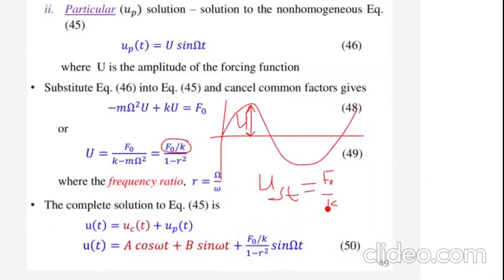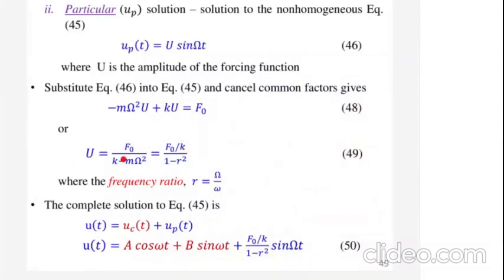Don't forget where we derive this static deflection from, because this is just from Hooke's law: F equals k delta, or k e. So we are just talking about the static deflection, not dynamic. What is the elongation of the spring due to the applied load, the static elongation?